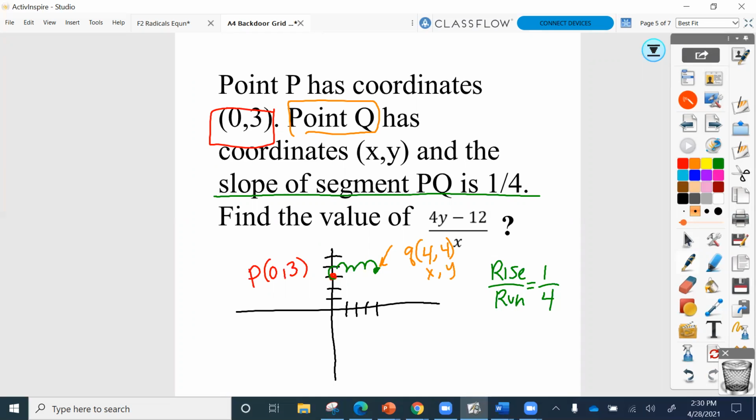So now we have a value for x and y, and now we can answer the two-part question. The question they're asking is, what's 4y minus 12 divided by x? Well, our y value is 4, and also our x value is 4. So 16 minus 12 is 4, and 4 divided by 4 is just 1. So there's the answer to your question.